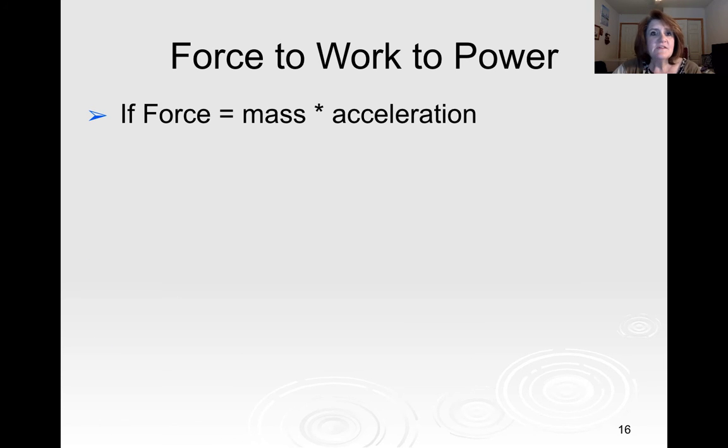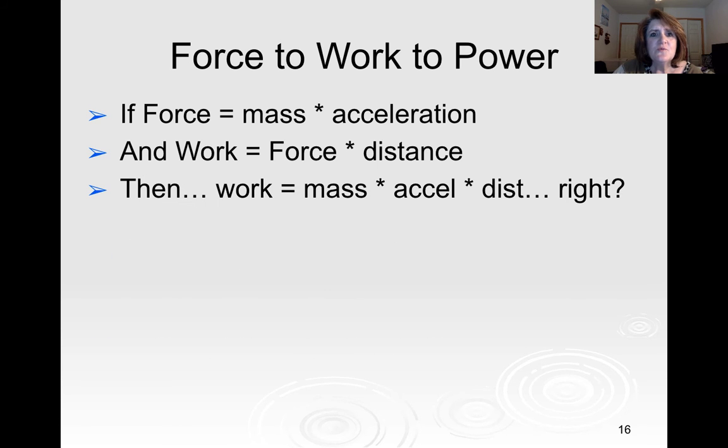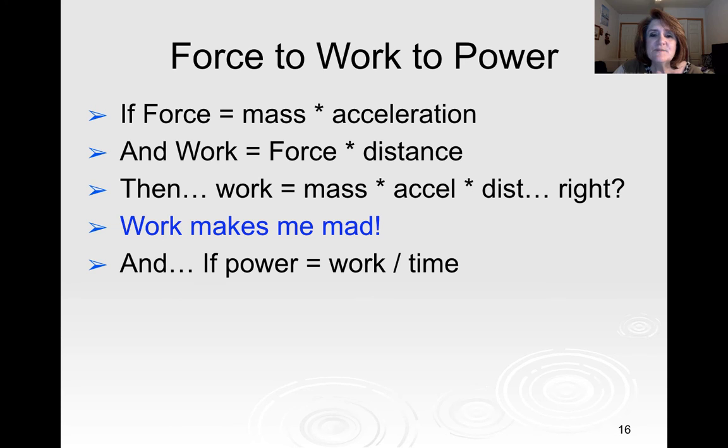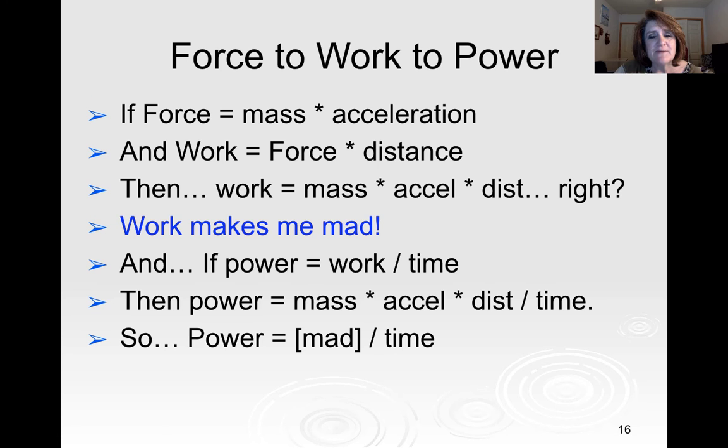So force is mass times acceleration. Work is force times distance. So work could be written as mass times acceleration times distance. Work makes me mad: mass, acceleration, and distance. And since power is work divided by time, power could be mass times acceleration times distance divided by time, or power makes me mad over time.